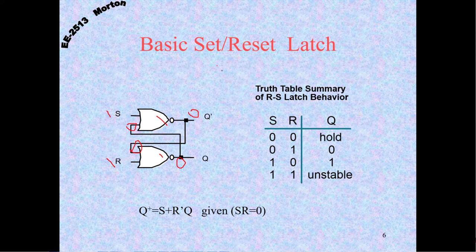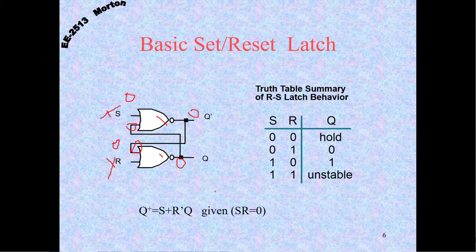And then what if we take S and R back to zero simultaneously? We take this back to zero. We make this go back to zero. What's going to happen? We actually don't know, but we know that it's going to resolve one way or the other. It's going to resolve so that it's in one of the two stable states. So either Q will be a 1 and it'll be stable at that, or Q will be a 0 and it'll be stable at that.